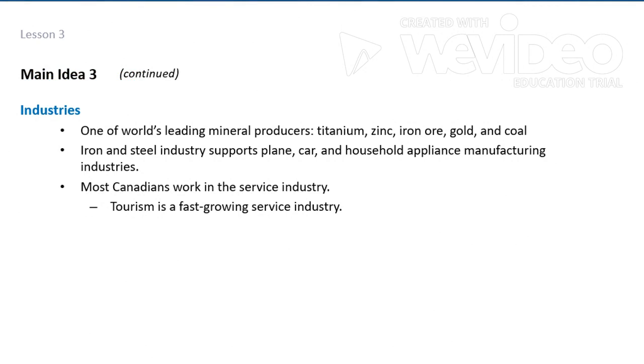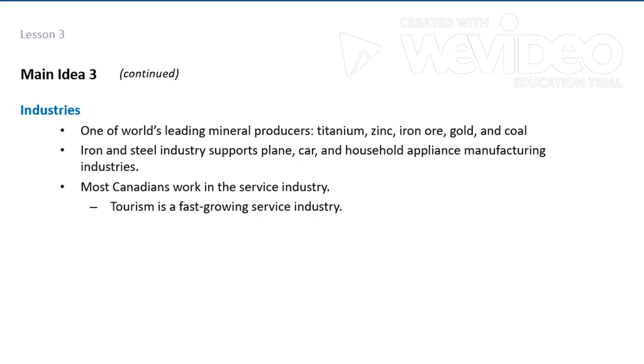Industries. Thanks in part to the Canadian Shield, Canada is one of the world's leading mineral producers. Canadians mine valuable titanium, zinc, iron ore, gold, and coal. Canada's iron and steel industry uses iron ore to manufacture products like planes, automobiles, and household appliances.